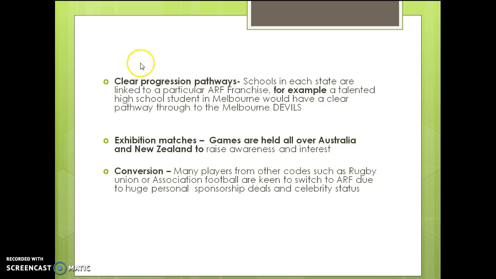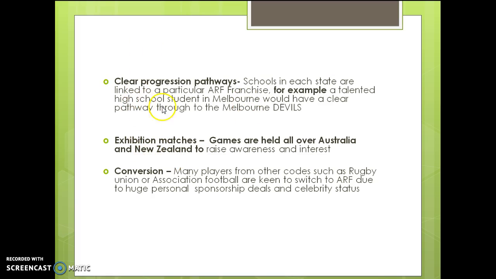Then there are also clear progression pathways. Every school in a state will have a link to the state Aussie rules football team. I'll put in Melbourne as an example. If you're a high school student in Melbourne, you would have a direct link, like a satellite program, that goes straight into the Melbourne Devils, which is the Australian rules football franchise. Hopefully that makes sense. If you transferred it to rugby here, Worcester Warriors would have an academy program here. A similar thing happens in Australia.